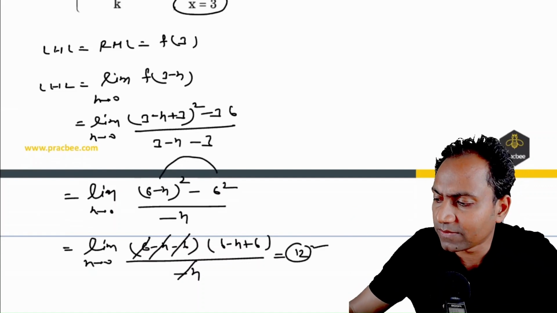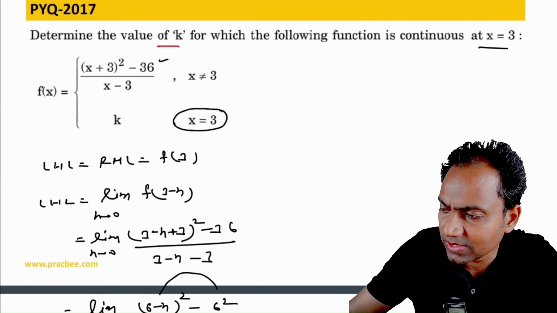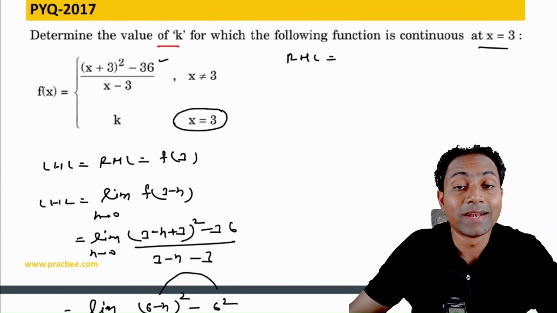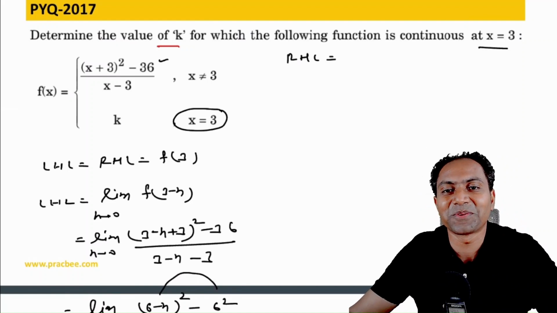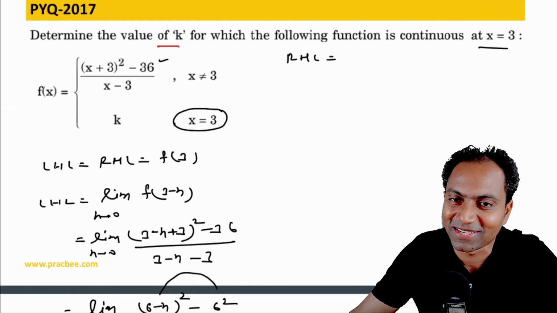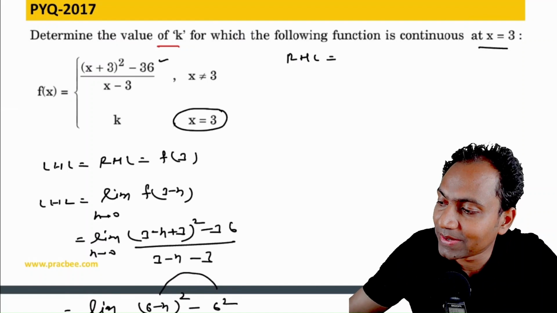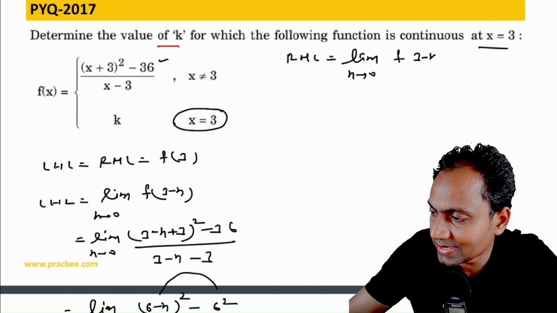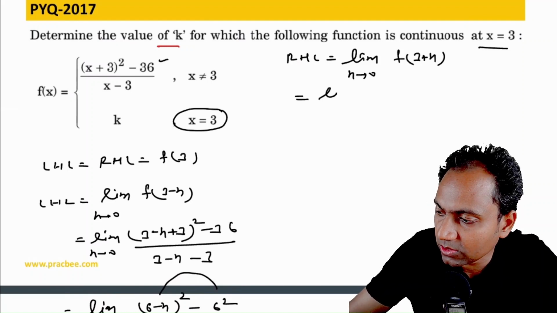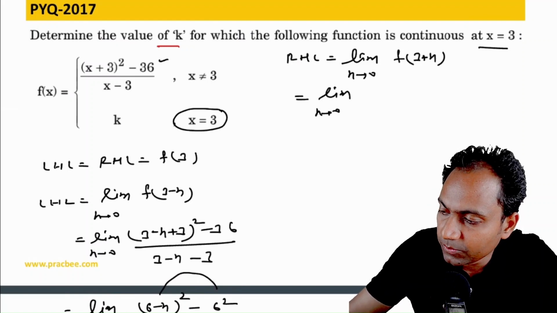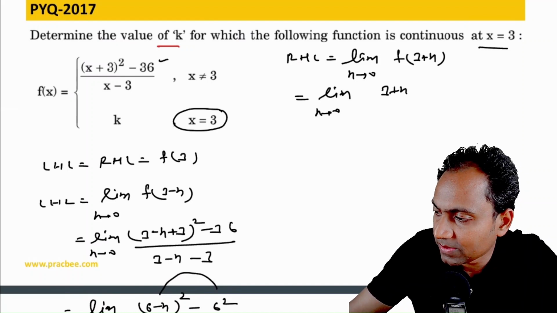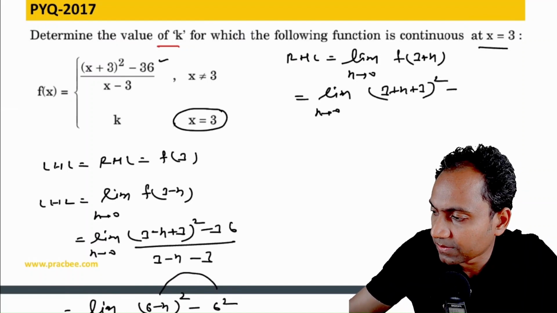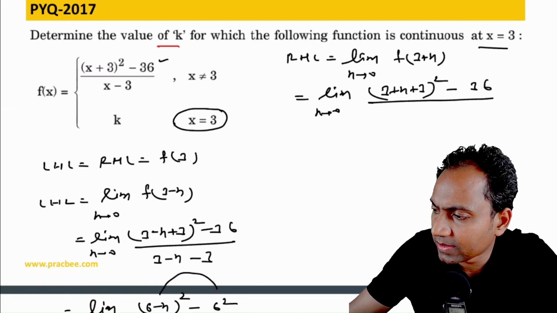We can similarly find the value of the right hand limit also, and it is highly suggested that you do that, because sometimes it can happen that LHL and RHL might not come out to be equal, and there is no real value of k possible in that scenario. So it is highly recommended that you figure out the value of both the left hand limit and the right hand limit. So in this case, if I figure out the right hand limit, I will put 3 plus h in this place. So this becomes (3 plus h plus 3) whole square minus 36 divided by nothing but 3 plus h minus 3.